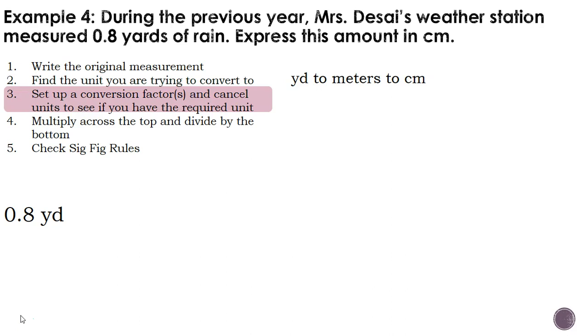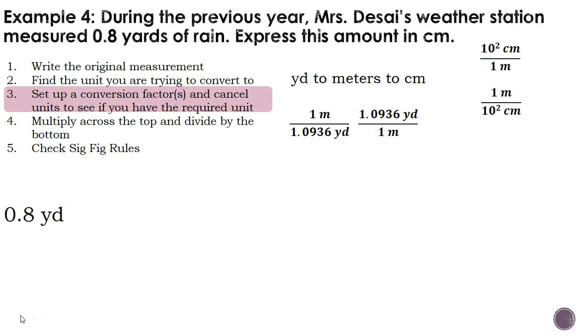So in order to go from yards to meters, you can see that on the conversion chart it says 1 meter equals 1.0936 yards, or 1.0936 yards equals 1 meter. In order to convert from meters to centimeters, 10 to the squared centimeters equals 1 meter, or 1 meter equals 10 to the squared centimeters.